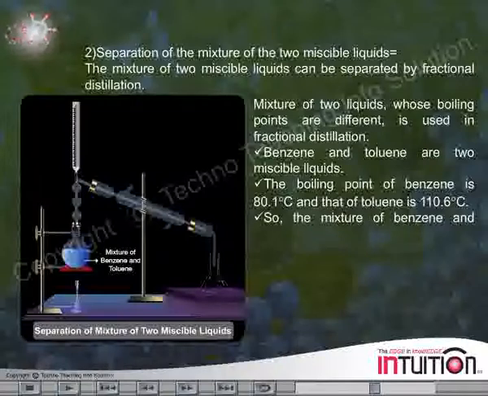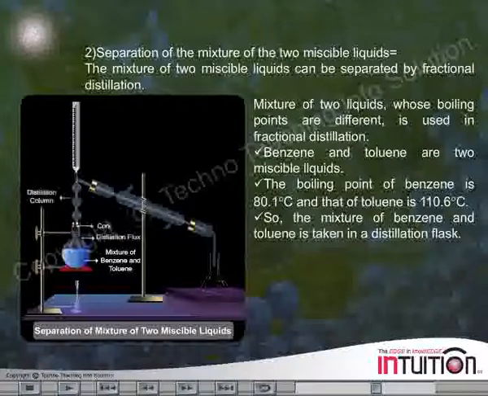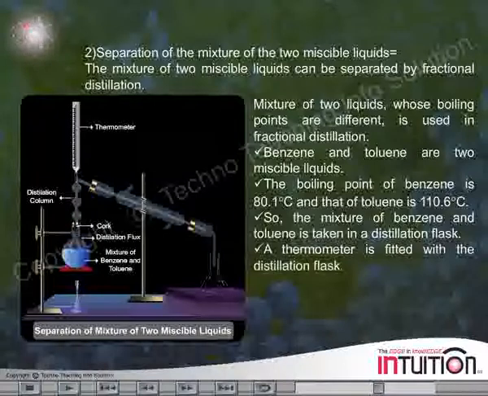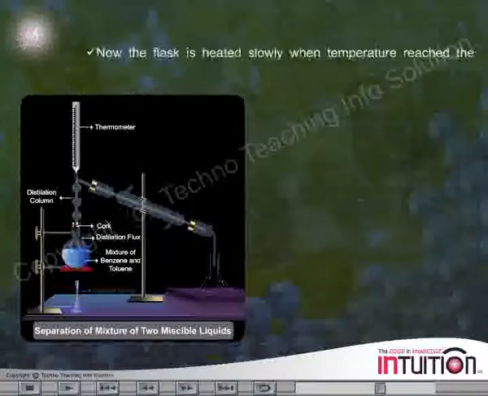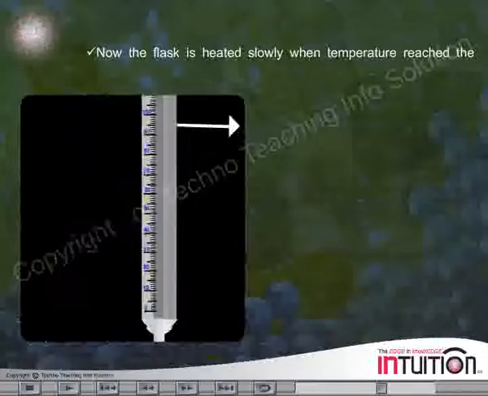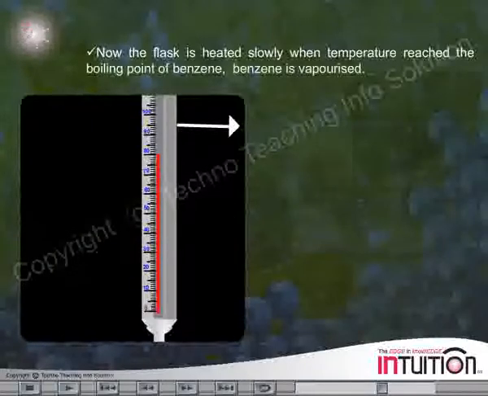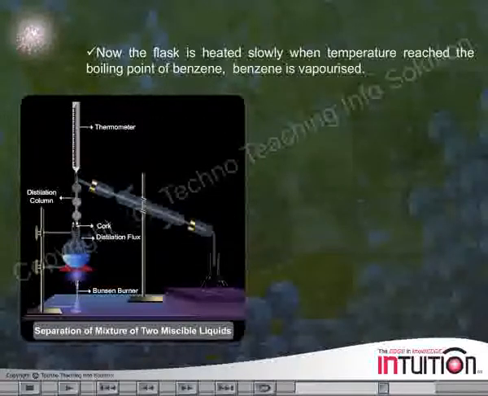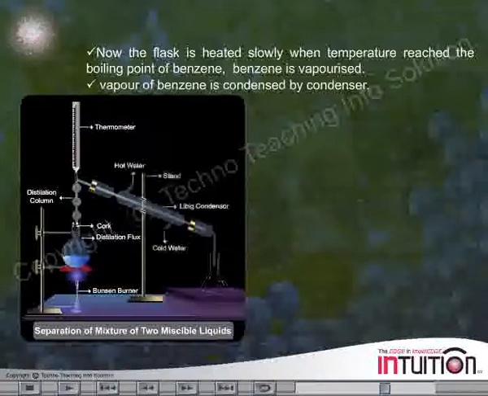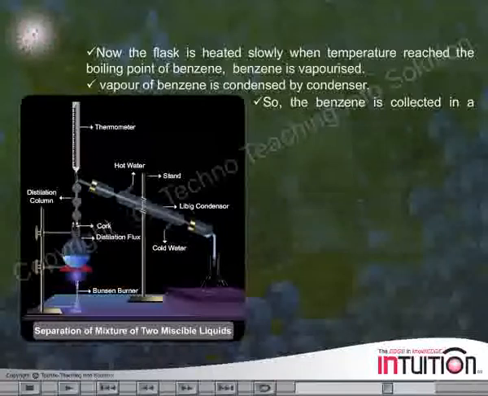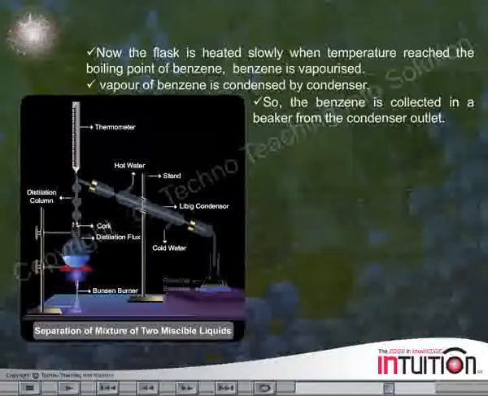So, the mixture of benzene and toluene is taken in a distillation flask. A thermometer is fitted with the distillation flask. Now the flask is heated slowly. When the temperature reaches the boiling point of benzene, benzene is vaporized. The vapor of benzene is condensed by the condenser. So, the benzene is collected in a beaker from the condenser outlet.